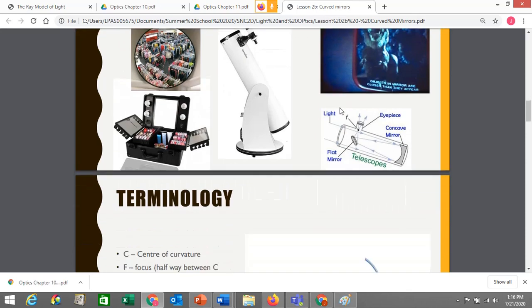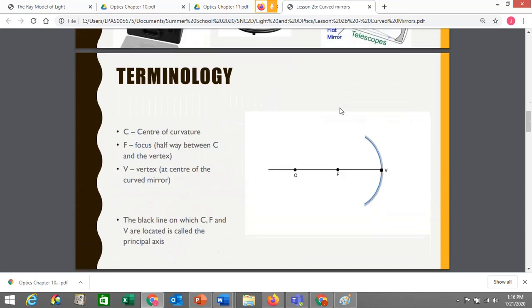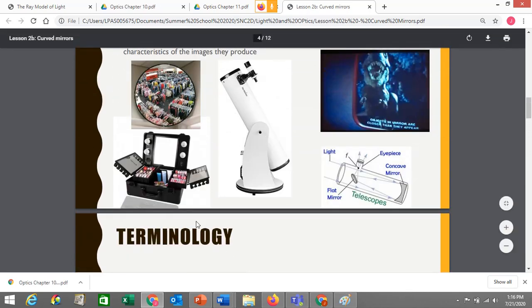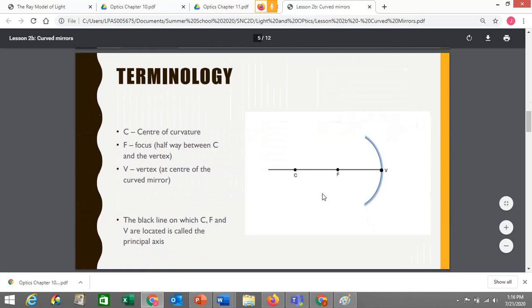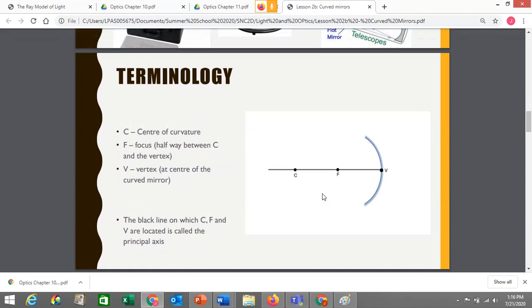Okay, so let's look at some ray diagrams so we can get an understanding of what the images produced by these mirrors look like. We're going to need, as we said, a little bit more terminology beyond just concave and convex. We're going to need to know about center of curvature, focus, and vertex. So imagine this is a mirror. In this case, you'd have an object somewhere on this side. So what kind of mirror would this be if the object's on this side? Hopefully you know this is a concave mirror.